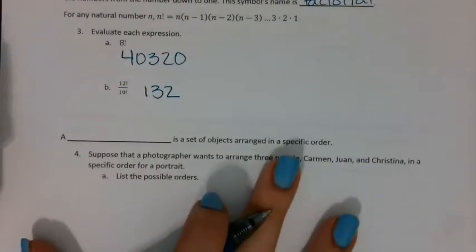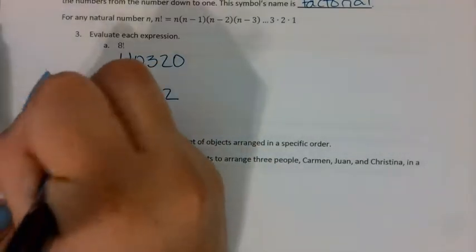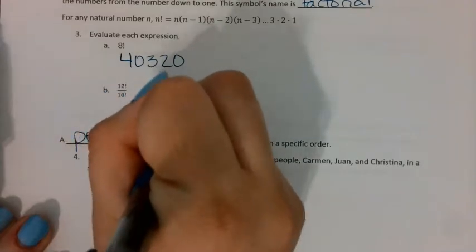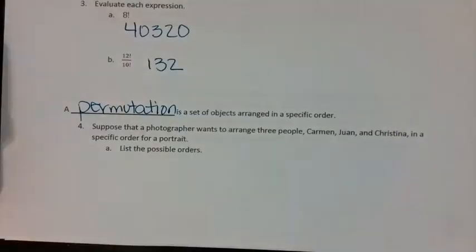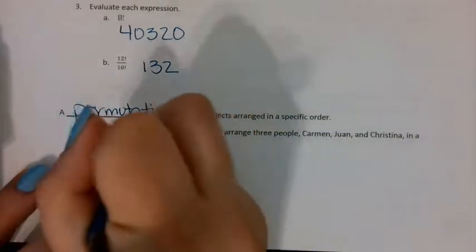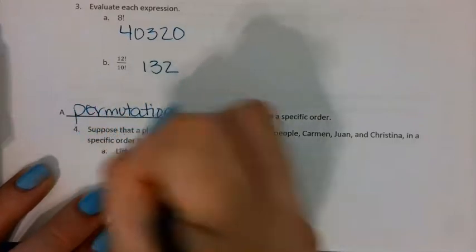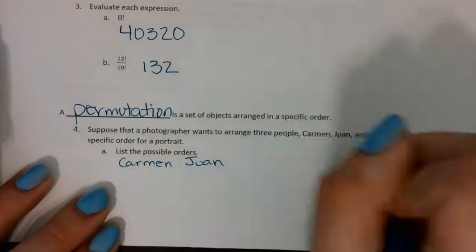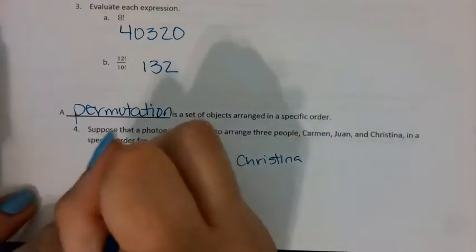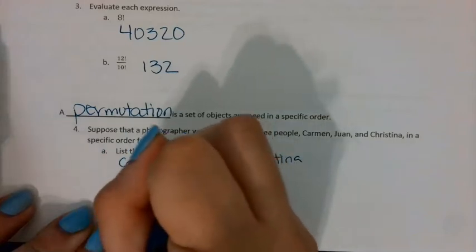My next topic is a permutation. It's a set of objects in a specific order. So there is a photographer who wants to arrange 3 people, Carmen, Juan, and Christina, in a specific order for a portrait. I want to write down all the orders that these people can stand in for the portrait. So there's the one they list them in, Carmen, Juan, Christina. Then there's Carmen, Christina, Juan.